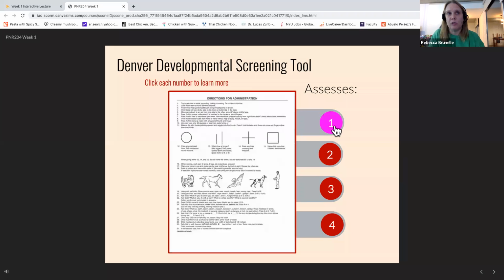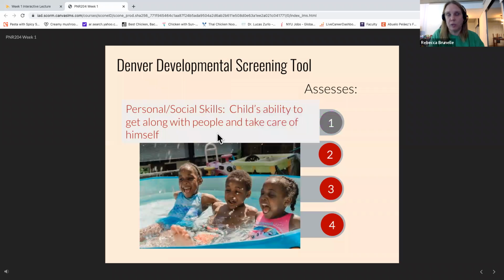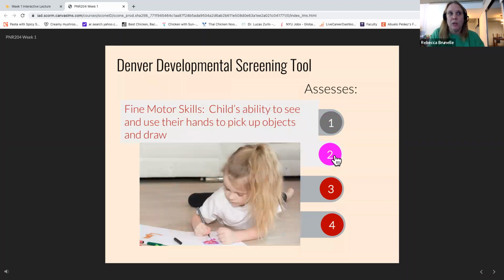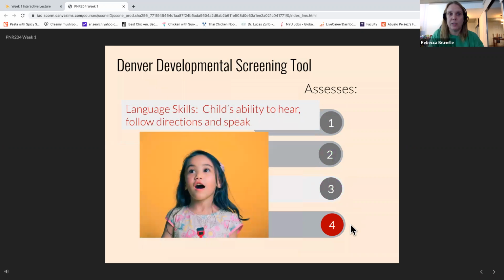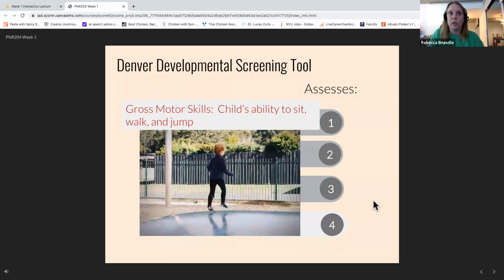So it looks at 4 different areas. Personal social, their ability to play and interact with other children. Fine motor skills, which is being able to do things with a pen or a pencil, coloring and drawing. Language skills, and then gross motor. So it's just dividing up what things children should be able to do at different ages based on those 4 different areas of assessment.